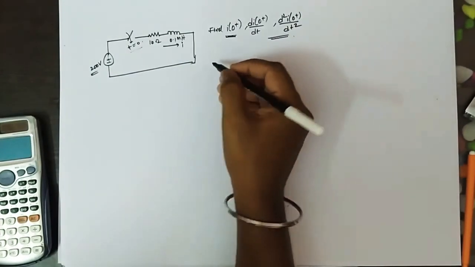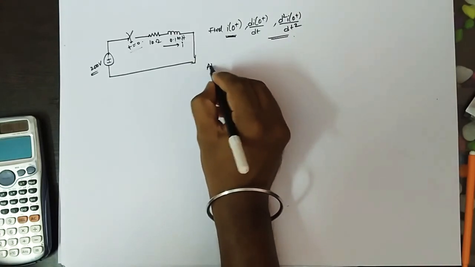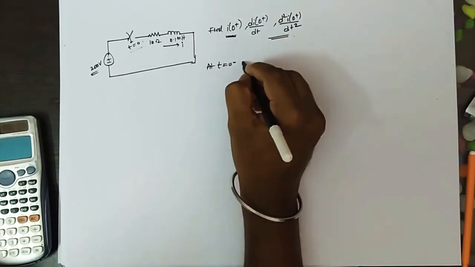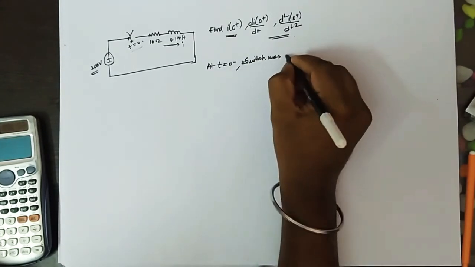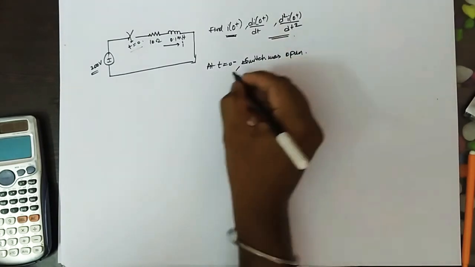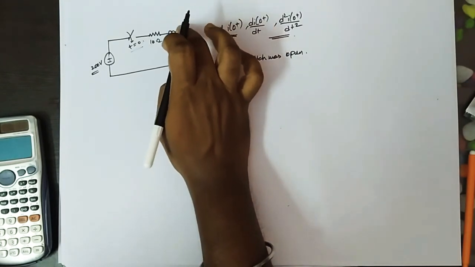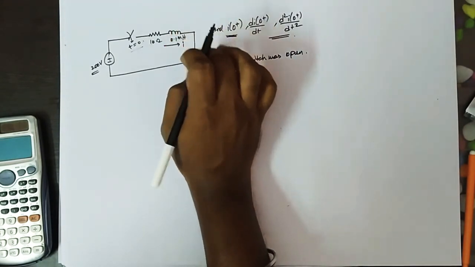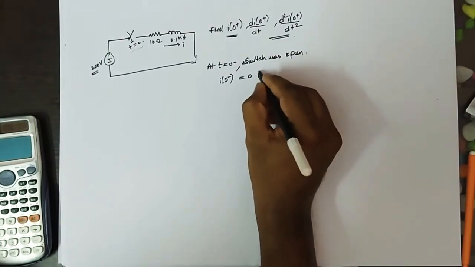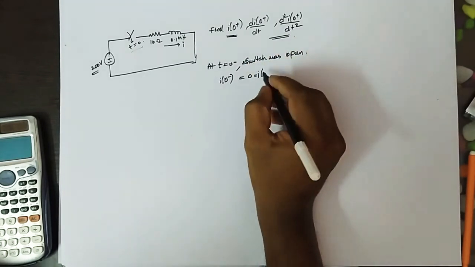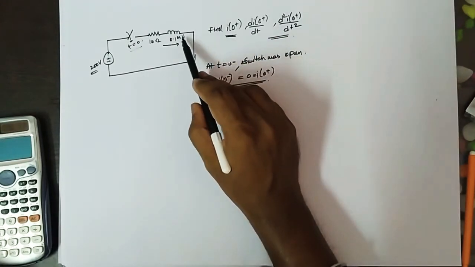Now for t equal to 0 minus, the switch was open, right? Then what is the current there? I of 0 minus. Since this inductor is not initially charged, at 0 minus the current through that is 0. So whatever it is immediately at 0 plus is also 0. The inductor does not allow sudden changes.